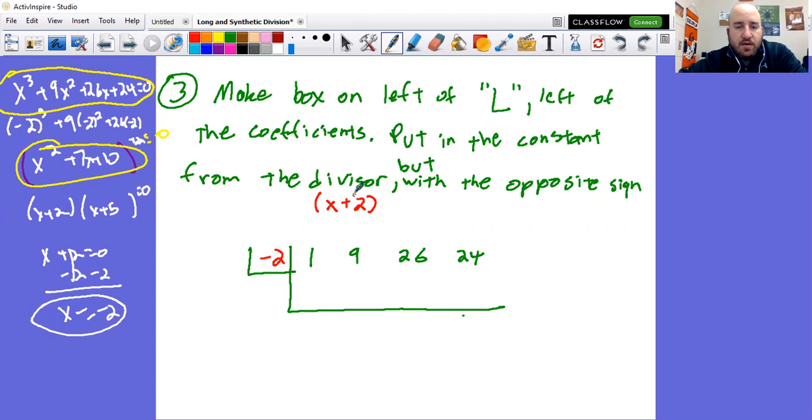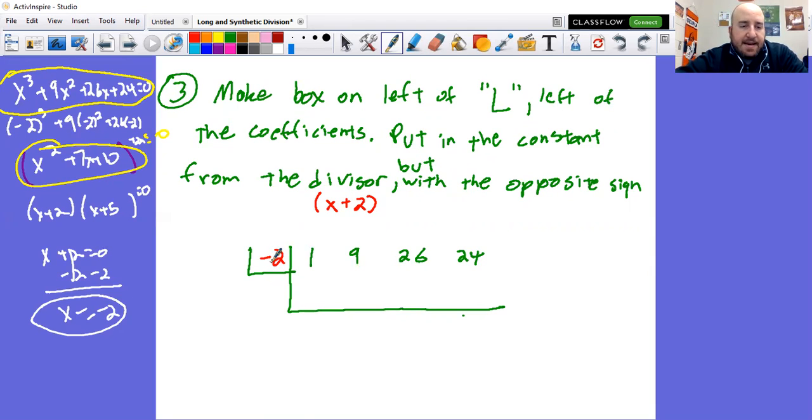We're going to put in the constant from the divisor, but with the opposite sign. So we're going to look at x plus 2. We're going to use the positive 2, but we're actually going to give it the opposite sign. So we're actually going to use negative 2, and that's what we put in here.